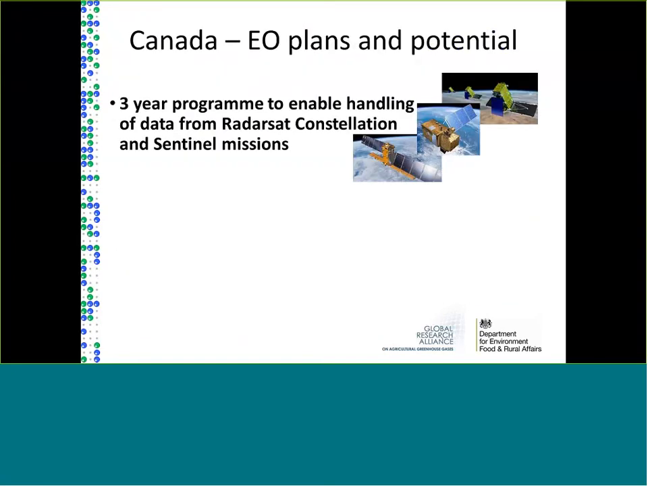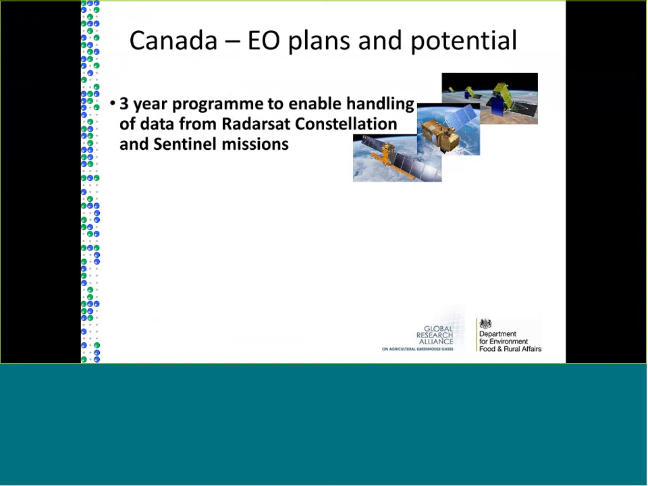In terms of its plans and potential going forward, Canada is in the midst of a 3-year program to enable the handling of data from the upcoming RadarSat Constellation mission, where they're moving from one radar satellite to a constellation of 3 satellites to give far more systematic access to the synthetic aperture radar data and a higher repeat rate.